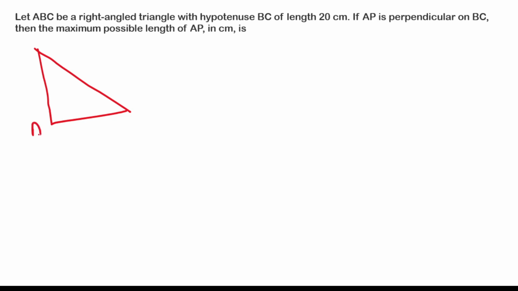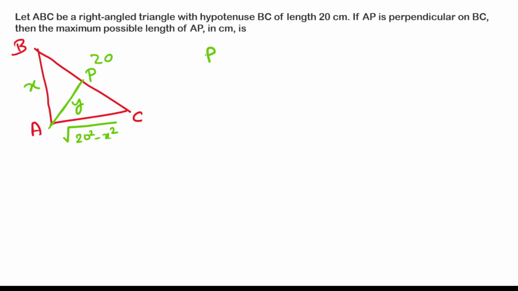Okay, so this is A, this is B, and this is C. What we are doing is we are dropping a perpendicular from point A to here. Now we don't know this, let us take this as x. So this whole length is 20, so this length will obviously be under root 20 square minus x square, right? We are using Pythagoras, and we don't know AP, so we will take it as y.